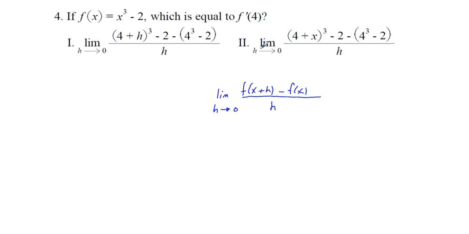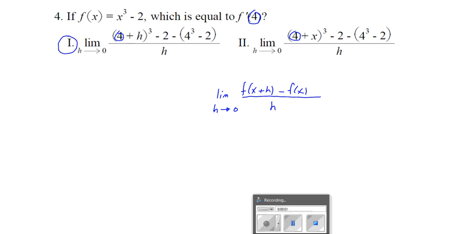Limit as h approaches 0. We have x cubed minus 2. Well, this is going to be, if that's x, there's x plus h. Here we have 4 plus x. So this is not going to work here, so our correct answer is going to be Roman numeral 1. Anyway, this is just a smattering of little problems using definition of derivative.